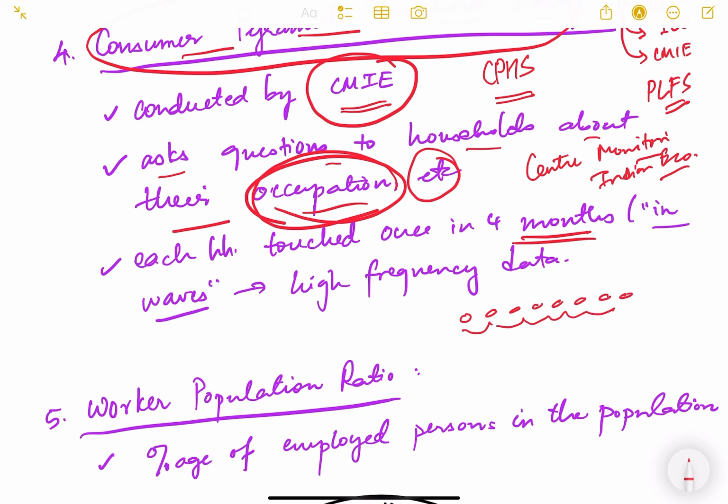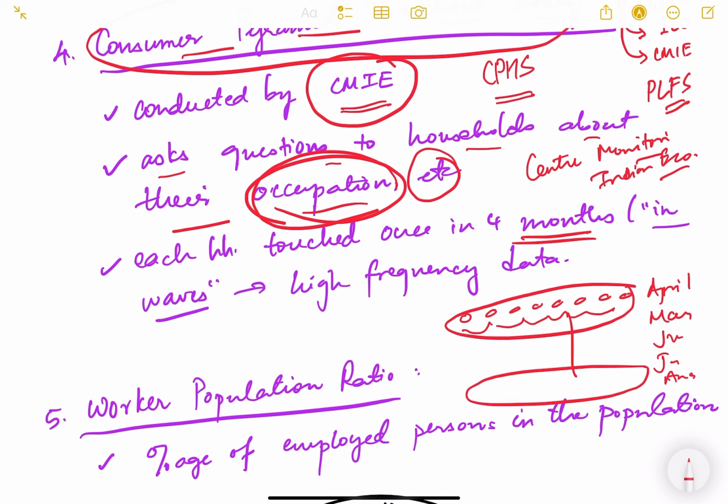So this month they have conducted, say this is the month of April. So again after 4 months, that is May, June, July, August, again in August they will touch the same sample of households. They will ask them again the same question. Similarly, the households which were asked questions in the month of May will be asked questions again in the month of September. So this is how it goes on.